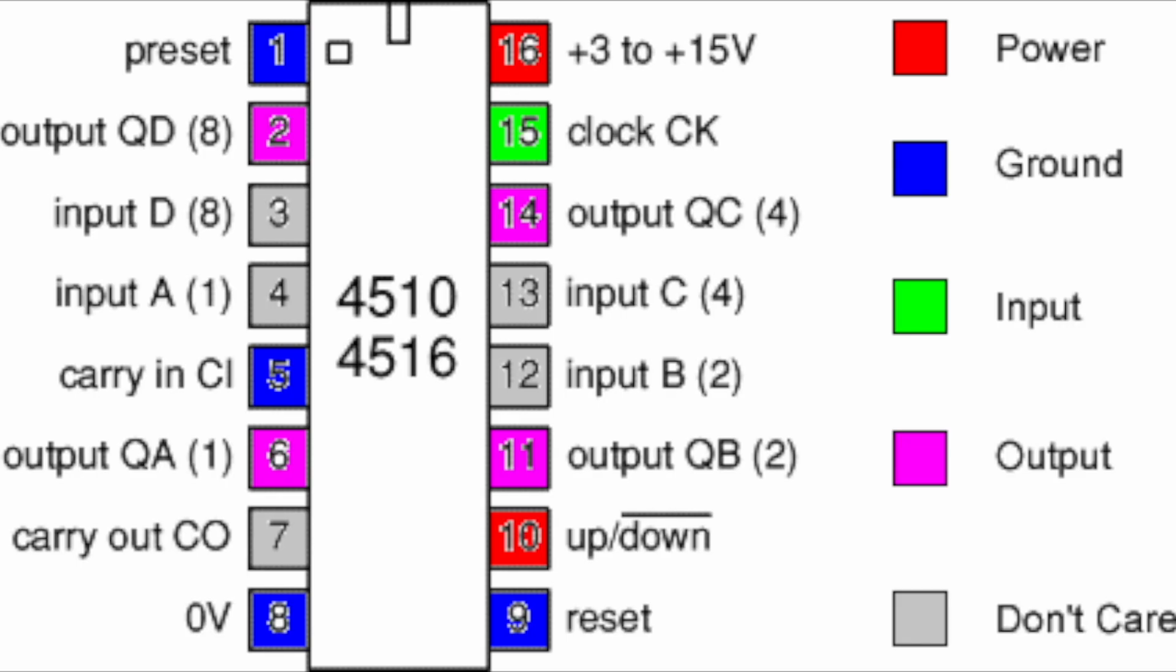The BCD counter can also count in either direction. This function is set with the up/down pin. When low, it counts down. When high, it counts up.